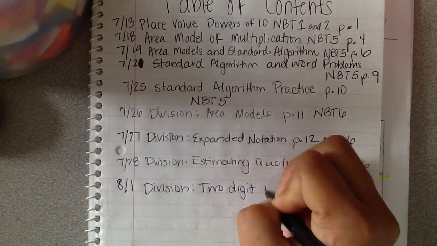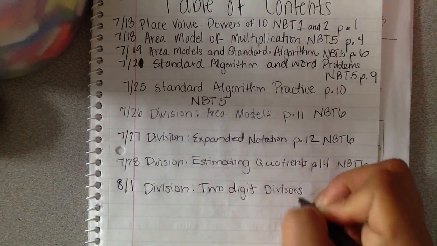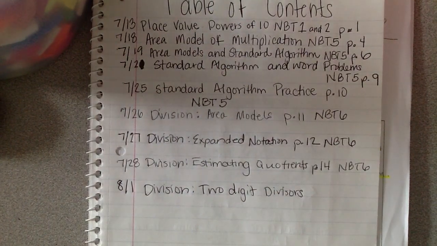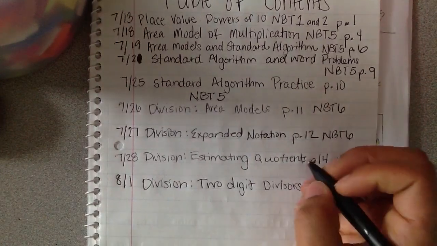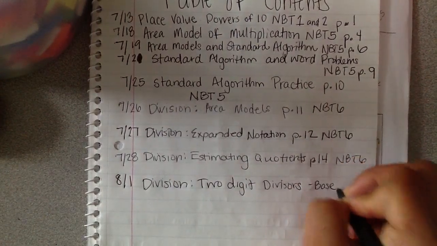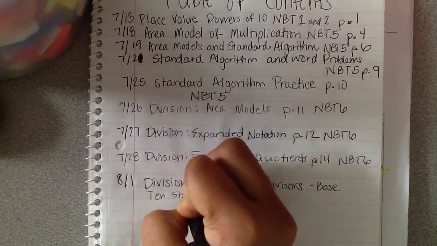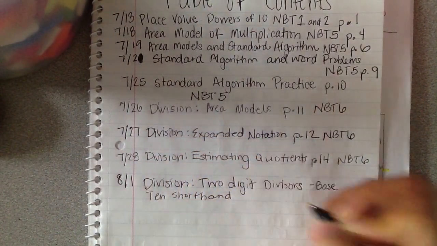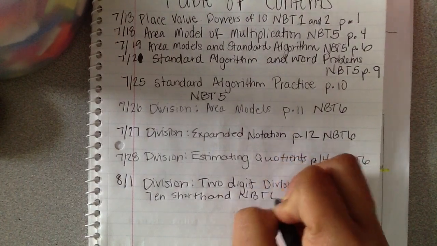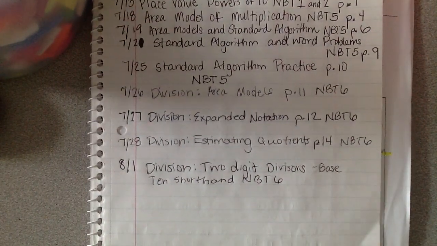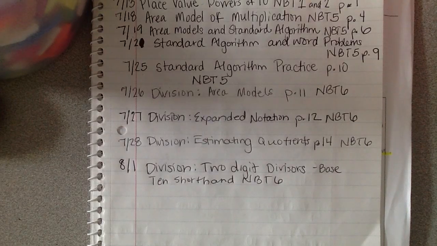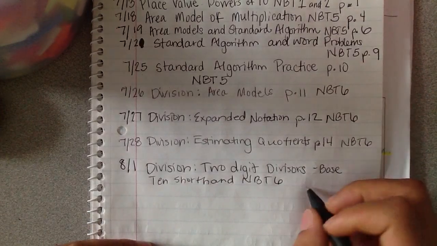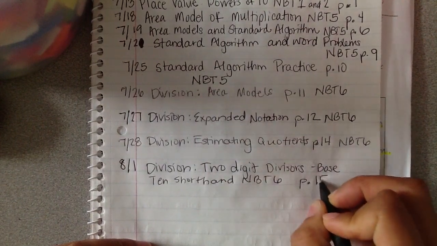Two-digit divisors. And today we're going to look at the method with using base 10 shorthand. So base 10 shorthand. And this is NBT6. Okay. So go ahead and add that to your table of contents. And for me, this will be page 15.